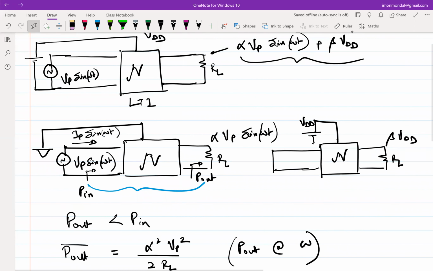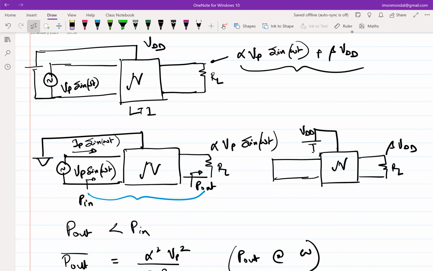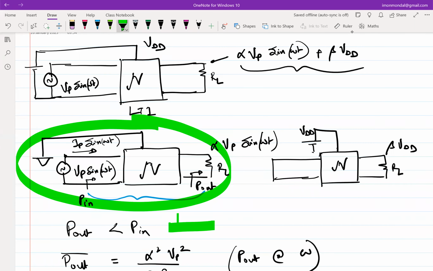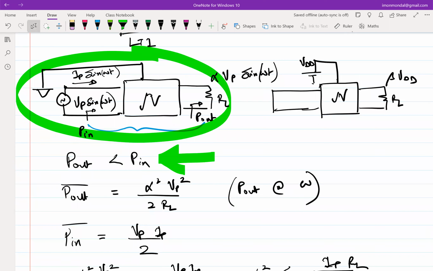The point of the circuit is to increase the power. What we are trying to get at here is, can an LTI circuit do that? Why did we put P out less than P in? Because if we consider this network, can an LTI, or rather, forget about LTI, can a passive network give you a higher output power than an input power? So this statement is essentially that.